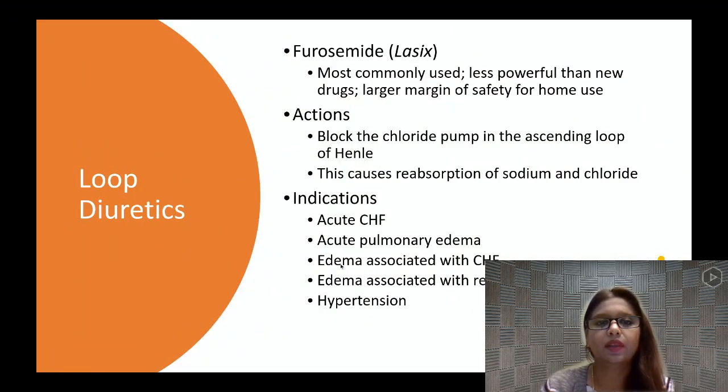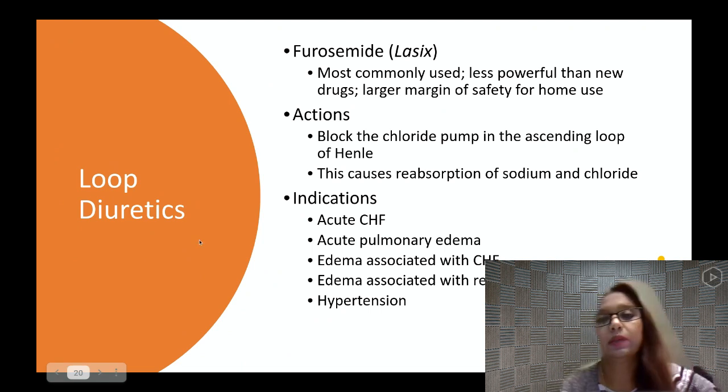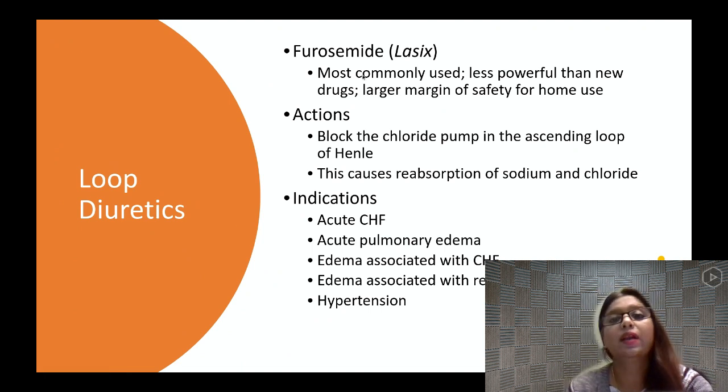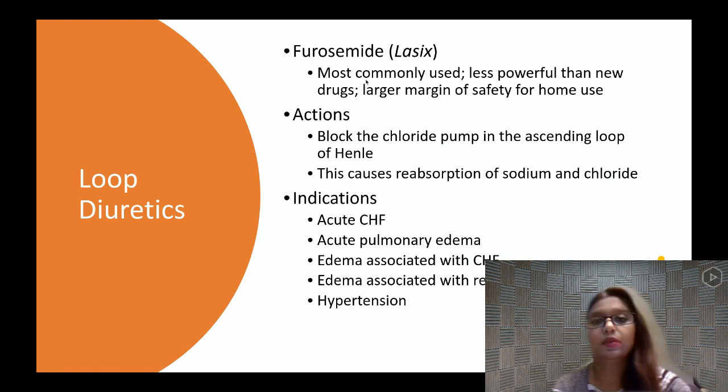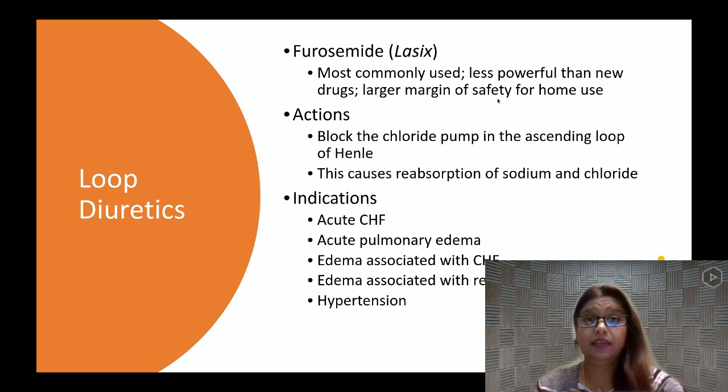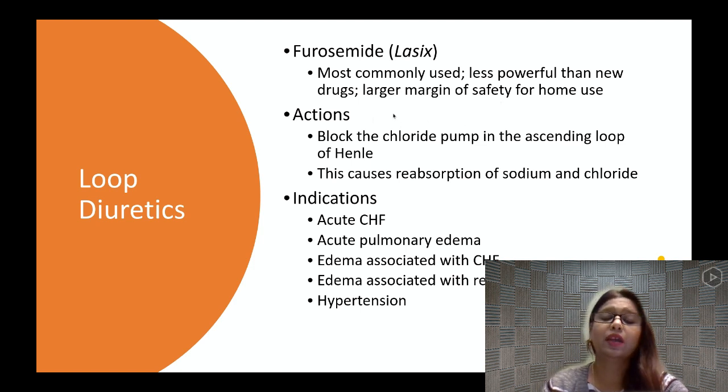Okay. All right. So loop diuretics. We're going to talk about Lasix. Lasix is a very commonly used drug. It is a loop diuretic, most commonly used and less powerful than the new drugs. It has a larger margin of safety for home use. A lot of patients are prescribed it. They go home, let's say they have mild congestive heart failure. Doctor says, okay, take your Lasix.